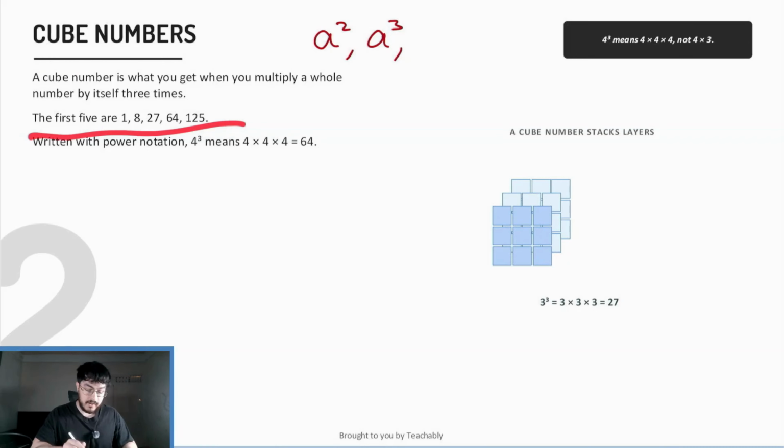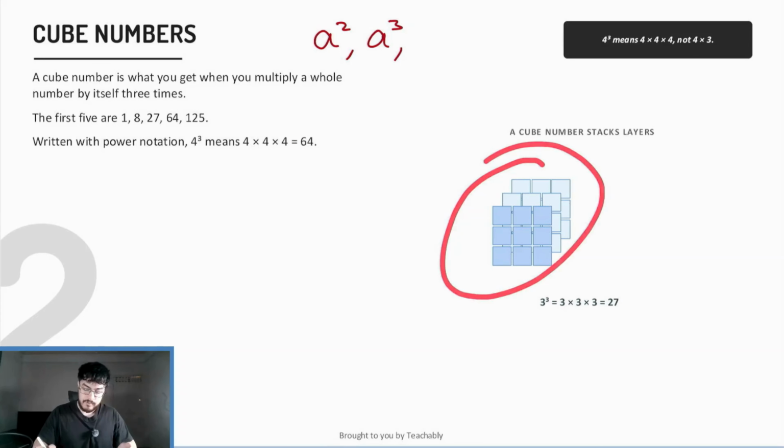So the first 5 are 1 cubed, which is 1, 2 cubed, which is 2 times 2 times 2, which is 8, 3 cubed, which is 3 times 3 times 3, 27, and so on and so forth, as we discussed. And again, it's written with the power notation with that small 3. 4 cubed is 4 times 4 times 4, which is 64. And the visualization of this is cubes, right?